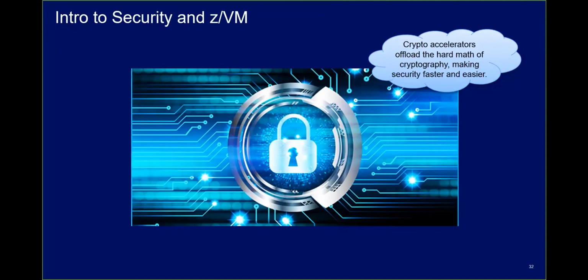So we also have things like crypto accelerators that exist in each of our cores. And a crypto accelerator is really cool. It helps us offload the difficult math of cryptography onto these dedicated accelerators so that you don't have to waste the CPU cycles that you want running your workloads on cryptography.